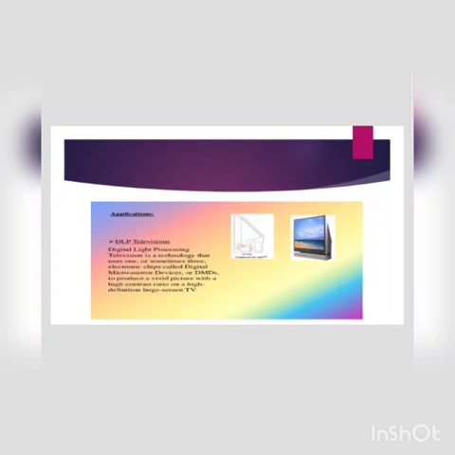Applications: DLP television. Digital light processing television is a technology that uses one or sometimes three electronic chips called digital micromirror devices, or DMD cells, to produce a vivid picture with a high contrast ratio on a high definition large screen TV.